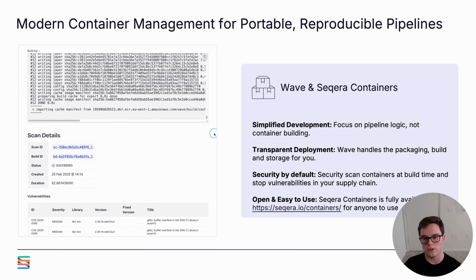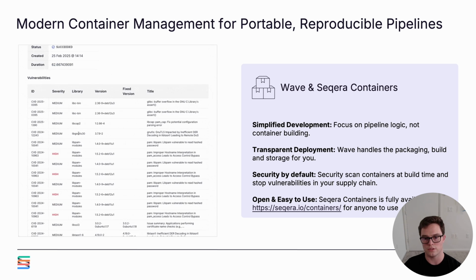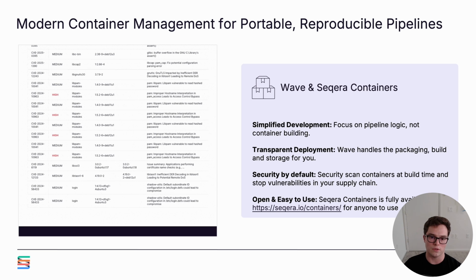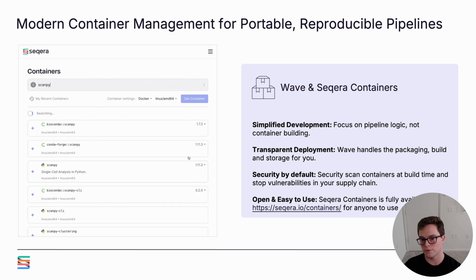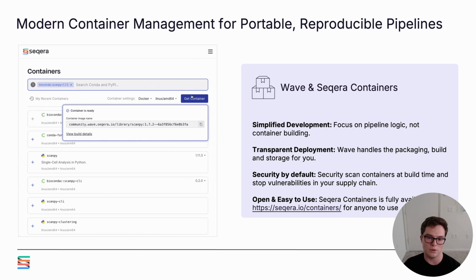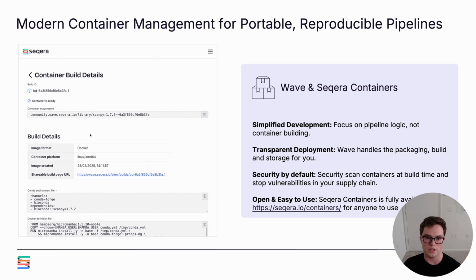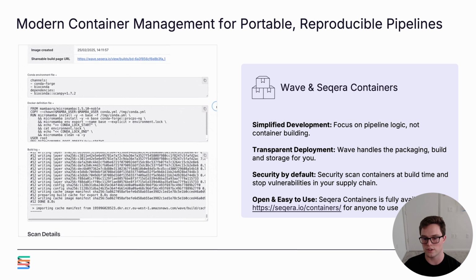That's exactly why we created Wave, a container provisioning service that automatically builds and deploys containers based on the needs of your Nextflow pipeline. So just specify the software requirements for each process, and Wave takes care of the rest. We've also wrapped Wave into a public service called Seqera Containers. Just visit the website, select the software packages you need via Conda or pip, and Wave will build a container, publish it to a public registry, and complete a security scan as well.